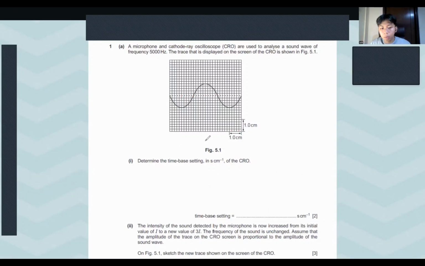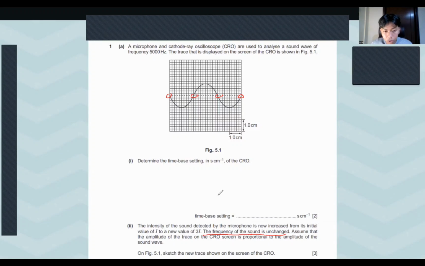The intensity of the sound detected by the microphone is now increased from its initial value of I to the new value of 3I. The frequency of sound is unchanged, so we need to highlight this part. The frequency of the sound is unchanged. It means that the wave with intensity I and 3I will meet at the same point in the horizontal line. So they will meet at these 4 points.